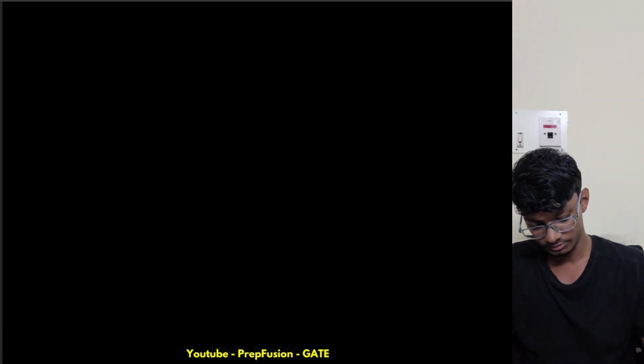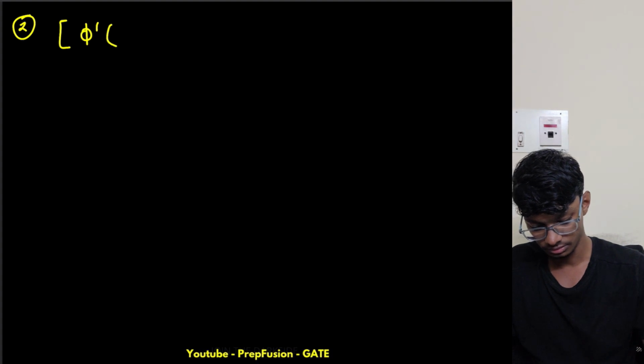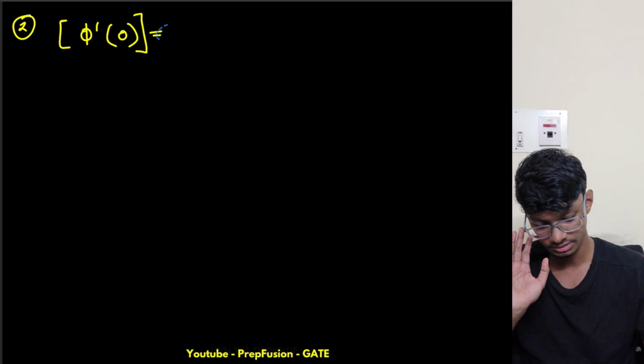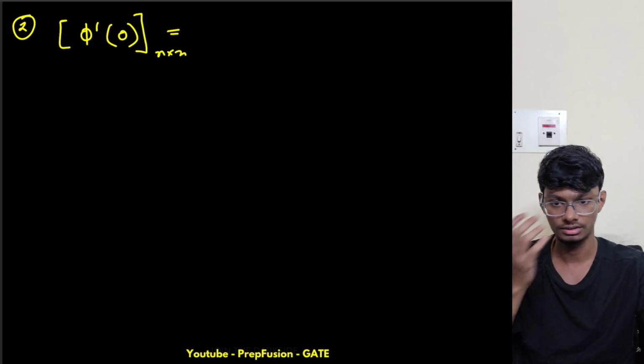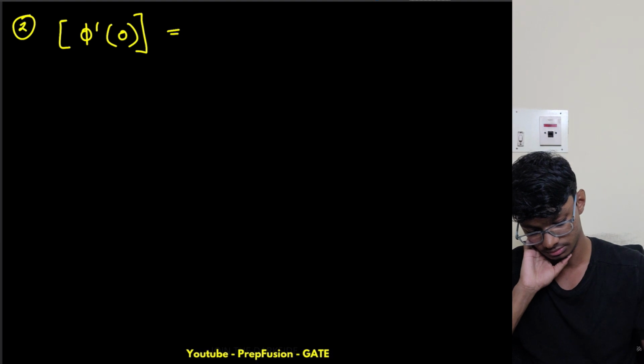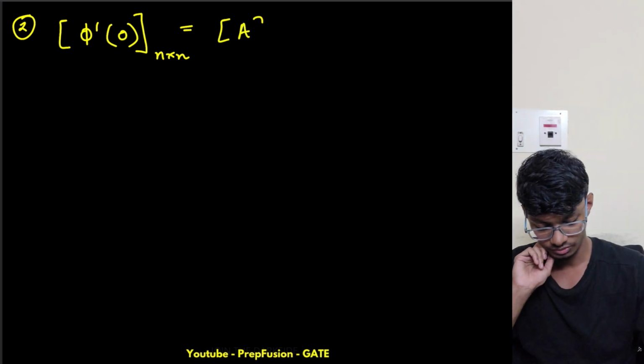Let's now learn the second property. What is the second property? The second property is the differentiation property. Basically, if I do phi dash of 0, what will I be left with is only A, right. Phi dash of 0 will basically be A. It is a matrix only, my system matrix.